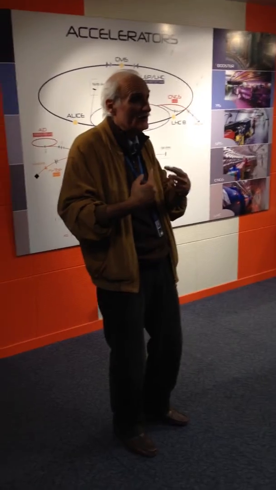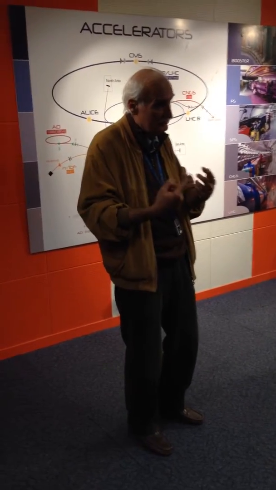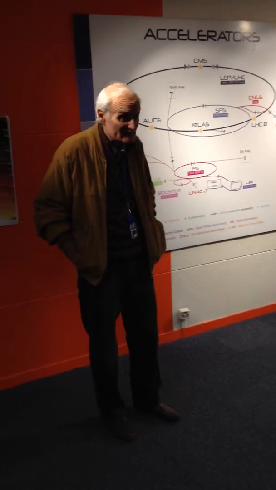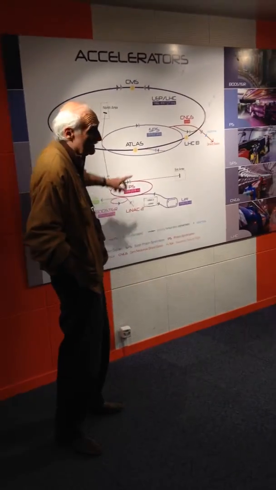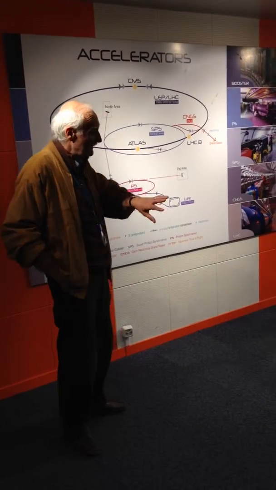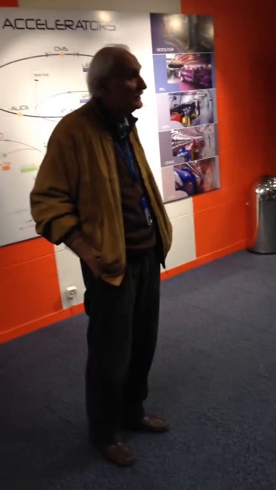Each collision will give about 20 interactions. If you multiply 30 million per second by 20, we may have up to 600 million interactions per second inside each detector. 600 million interactions per second inside each detector. We could not register. The electronics could not do it.